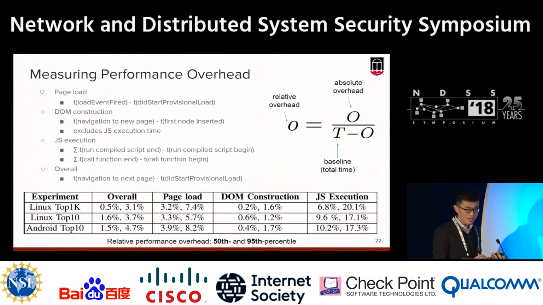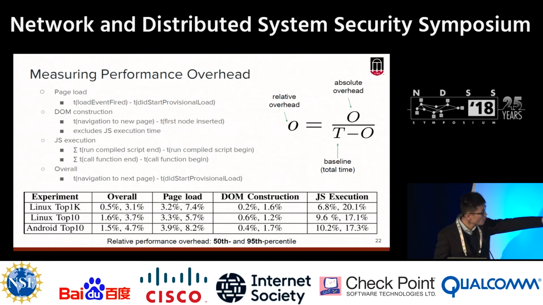We measure the page load overhead, DOM construction overhead, JavaScript execution overhead, and the overall overhead that we introduced with JSgraph. Let's take the page load overhead, for example. Here we simply compute the time from the start of the navigation of the page until the load event fires, which is the end of the loading when the browser completes loading, as the baseline.